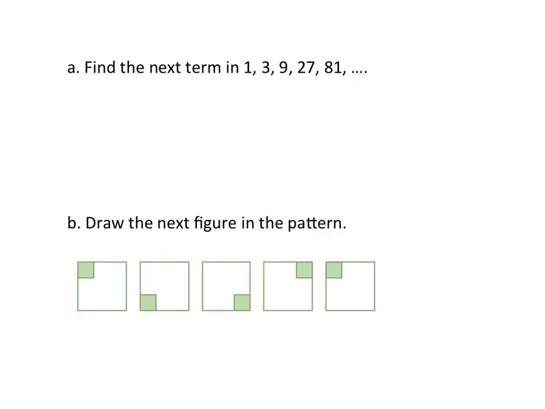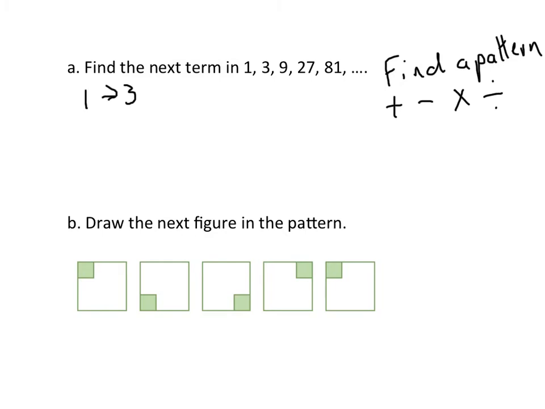Alright, our next slide, we have 2 problems. The first one, A, find the next term in 1, 3, 9, 27, 81. Best way to solve this type of problem is to find a pattern, usually using some sort of operation like adding, subtracting, multiplying, or dividing. There are other patterns, but right now we'll start off with this.